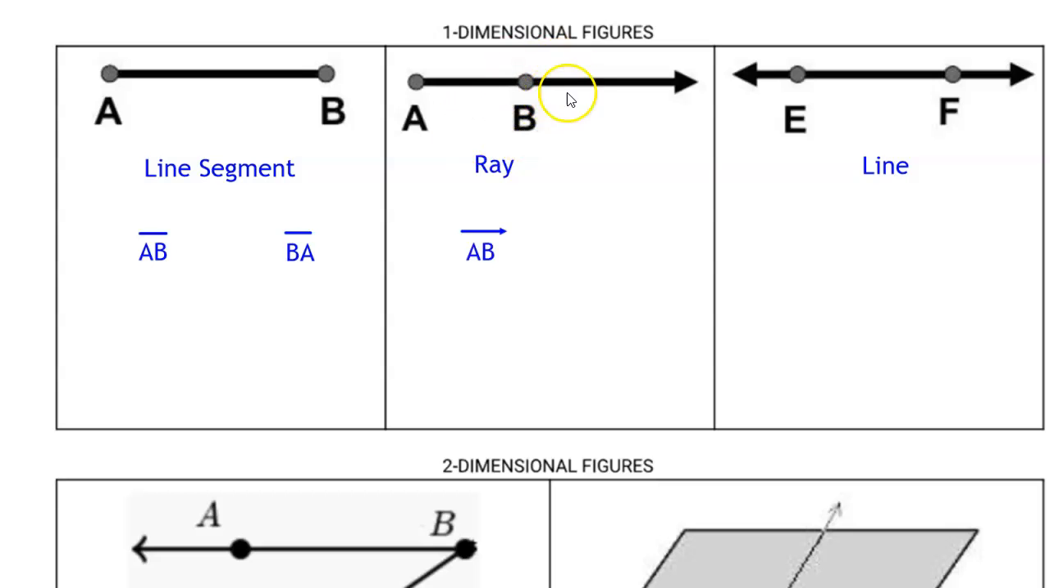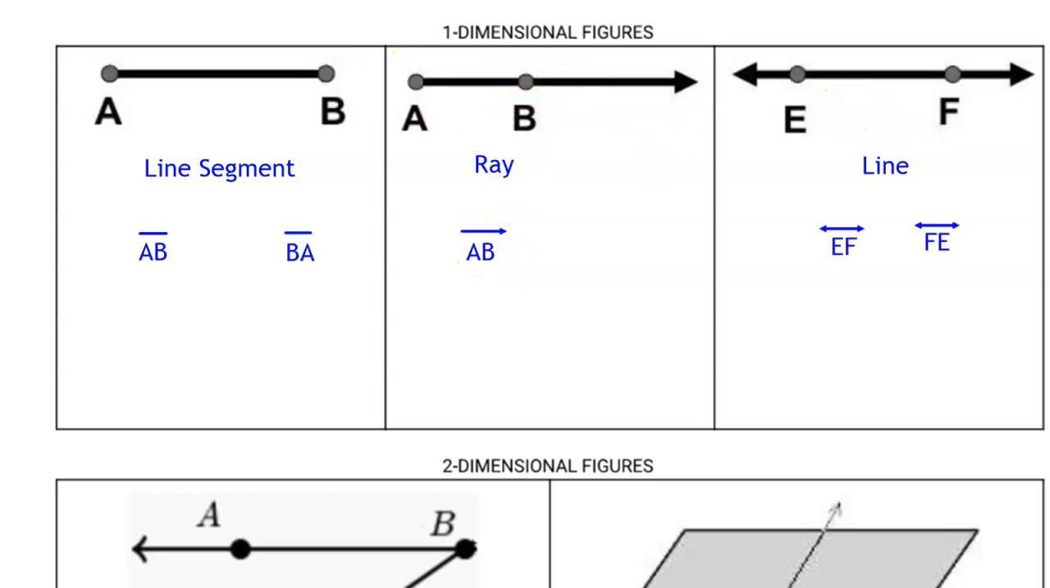We already referred to this figure as a ray, and we're calling this ray AB. The reason it's important that we can't name it ray BA is because this ray has its finite point, its finite end point we call it, at A, and it continues on through B. So naming it ray AB indicates A is its starting point and B is the point that it travels through.